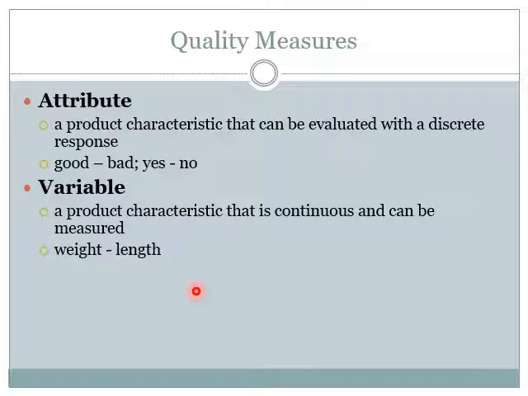In case of a variable, a product characteristic is continuous, and this can be measured. Something like weight, length, dia, all these things. I mean, the measurable quantities are part of the variable quality measures. And in case the response is limited to the good, bad, yes or no, it is pertaining to the attribute.